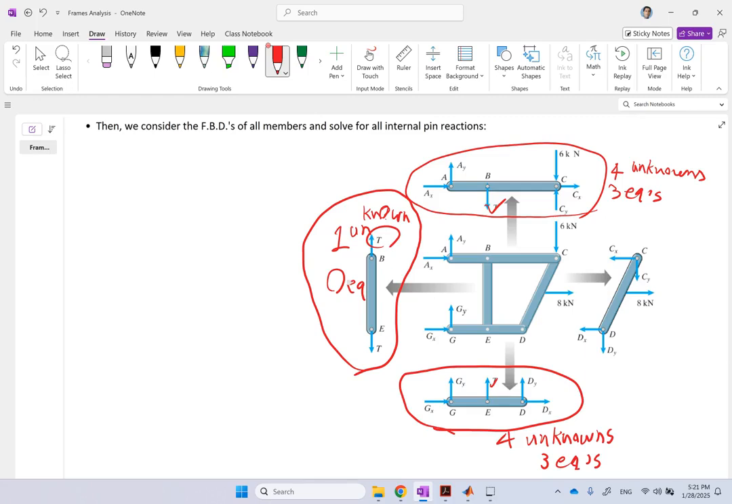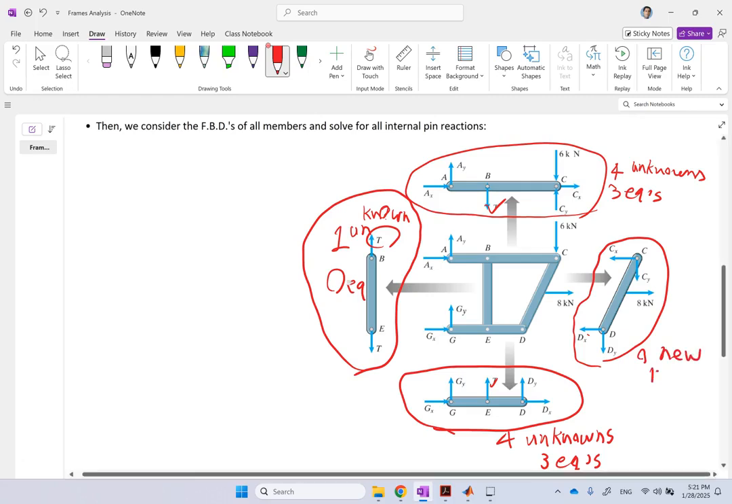And when you come and look at this one, it has no new unknown. Why? Because the C's of it are considered in the other one. The D's of it are considered in this one. So this one has no new unknown. But this one can give you 3 equations.